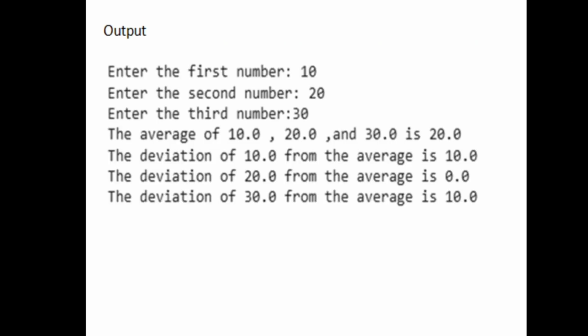This is the output. Enter the first number 10, enter the second number 20, enter the third number 30. The average of 10, 20 and 30 is 20. The deviation of 10 from the average is 10. The deviation of 20 from the average is 0. The deviation of 30 from the average is 10.